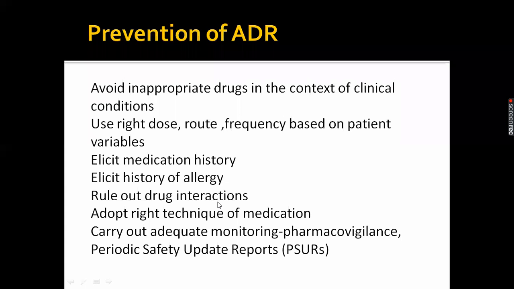Then we have to rule out the drug interactions. There are so many reactions which are commonly occurring, so that we have to rule out. Then adopt the right technique of medications. What technique we are using for this medication, that is parenteral route. So carry out adequate monitoring, that is pharmacovigilance. Then using the periodic safety update reports, that is, if a new drug is there in the market, we have to take periodic safety update reports so that these drugs causing reactions can be prevented.